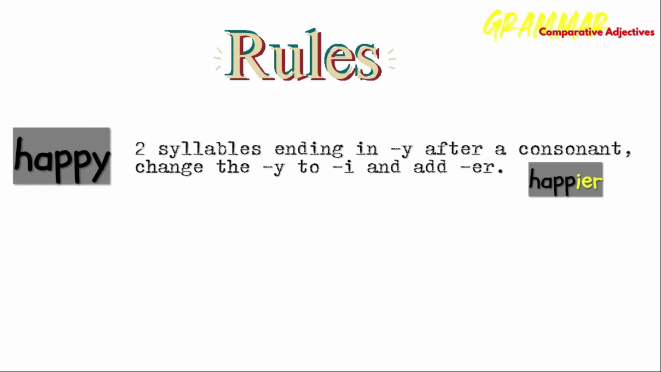If the adjective has 2 syllables and it ends in Y and the Y comes after a consonant, we change the Y to I and add ER. So we have happy and before Y, we have a consonant which is P. So we delete the Y, add I and ER, and now we have happier.